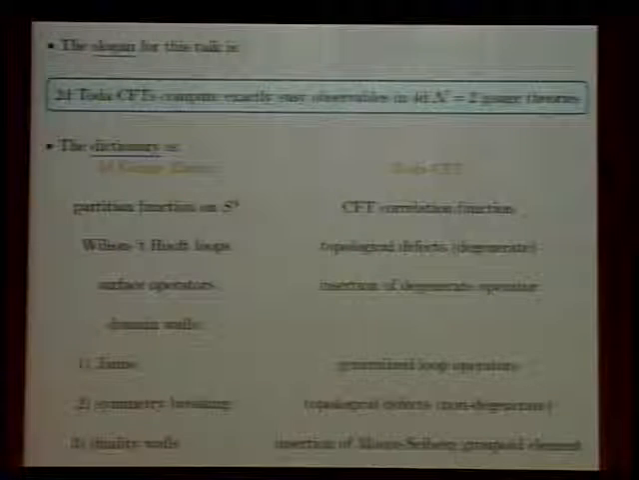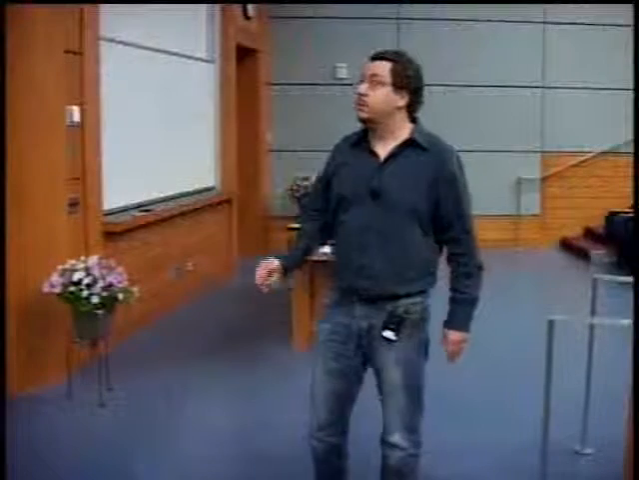Then you can also have surface operators that are computed by inserting a particular type of operator in the conformal field theory, which is called a degenerate operator. This will come back later in our study of loop and domain wall operators. And you can also find a dictionary for domain wall operators. These are the operators where you have the 4-dimensional field theory on the four-sphere coupled to a 3-dimensional field theory on the S3 that lives at the equator of the four-sphere.